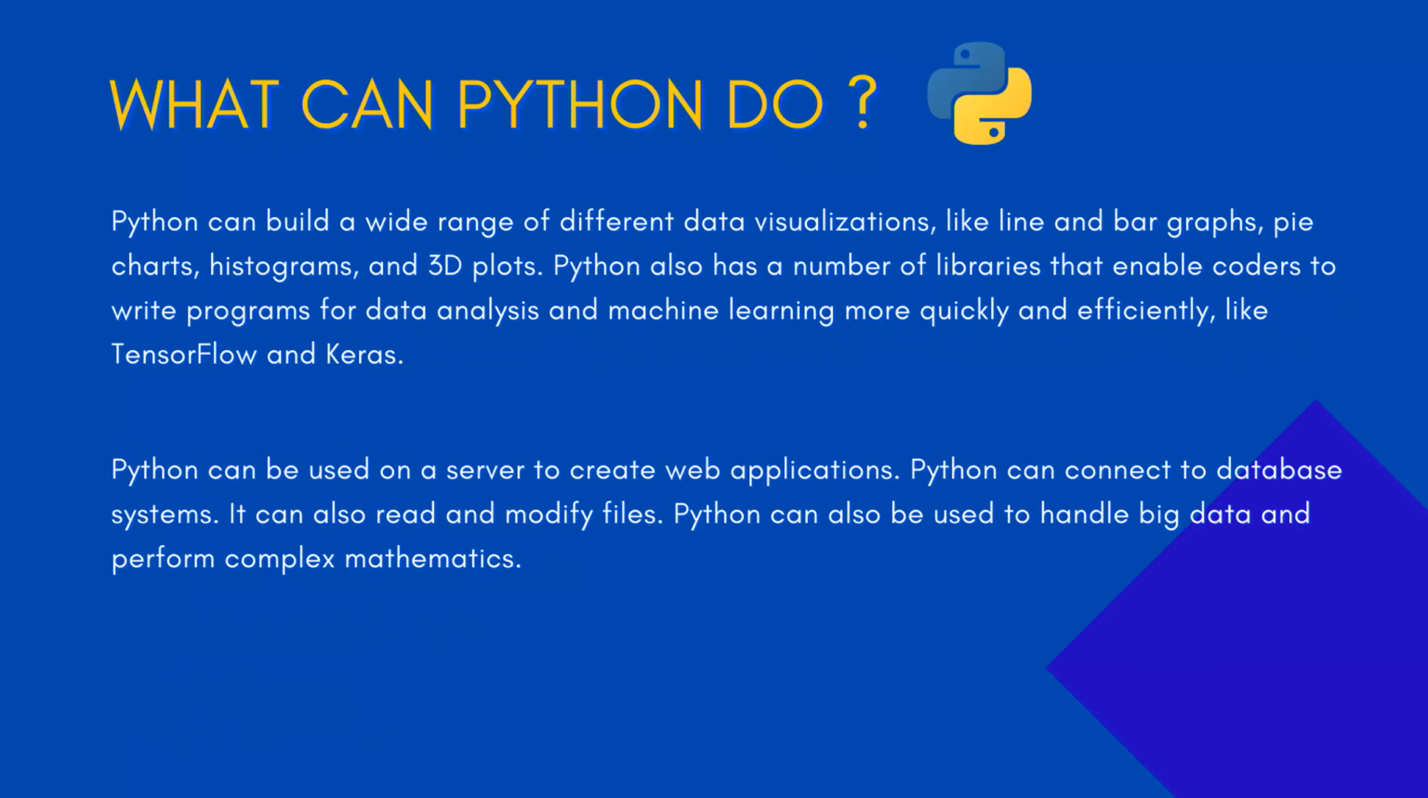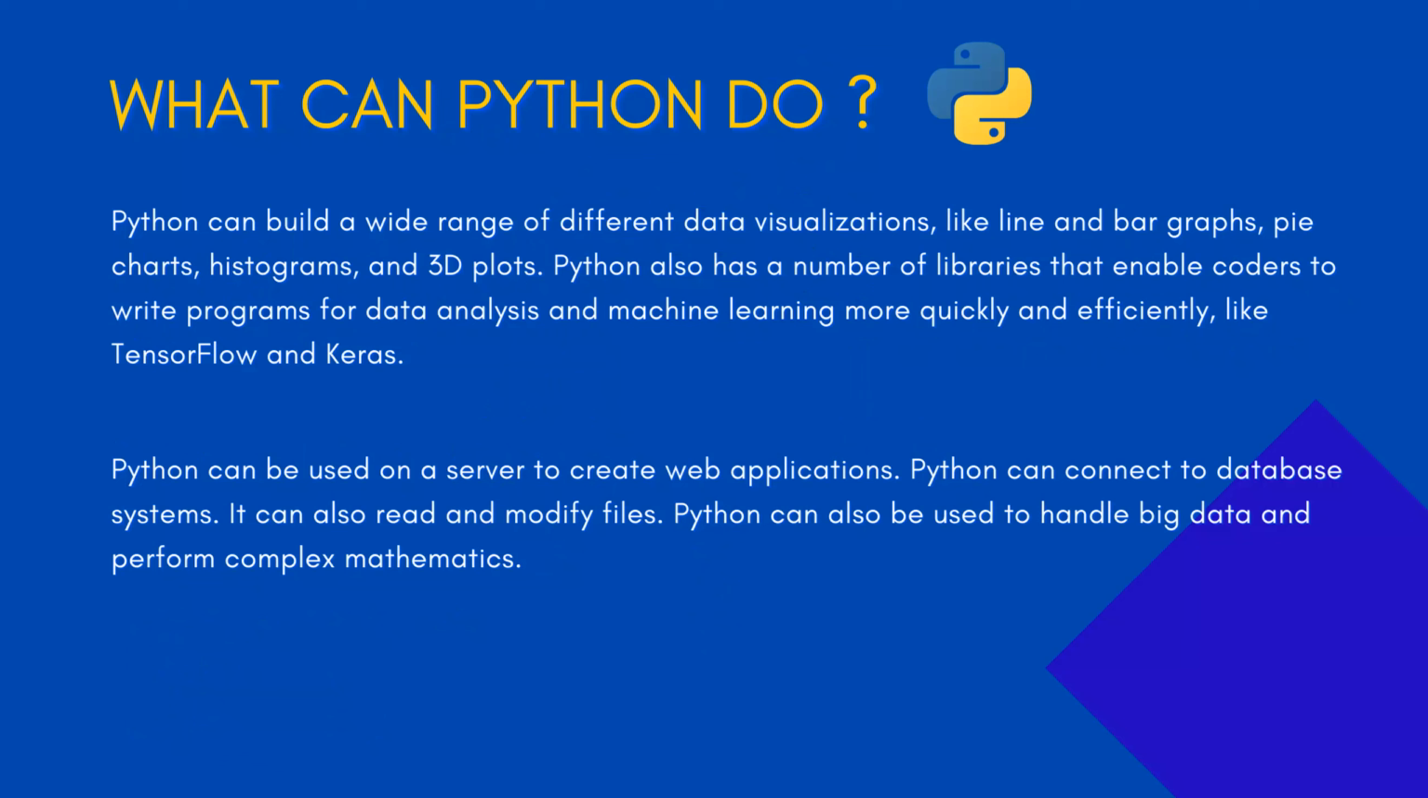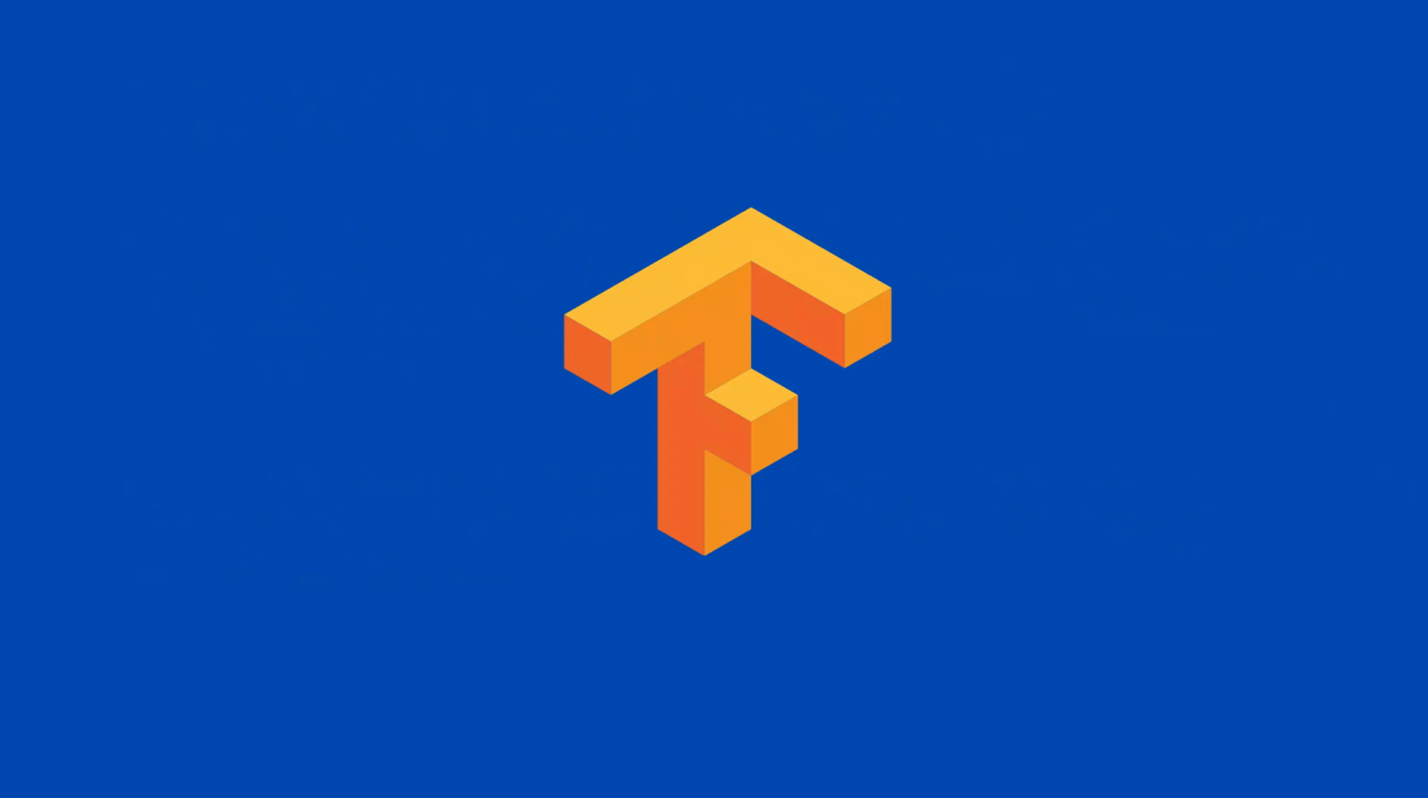Now let's talk about the things Python can do. Python can build a wide range of different data visualizations, like line and bar graphs, pie charts, histograms, and 3D plots. Python also has a number of libraries that enable coders to write programs for data analysis and machine learning more quickly and efficiently, like TensorFlow and Keras.